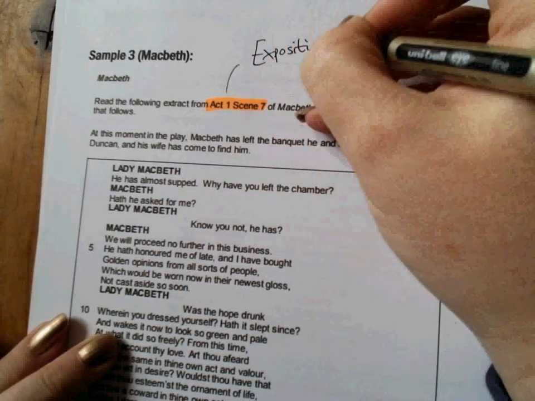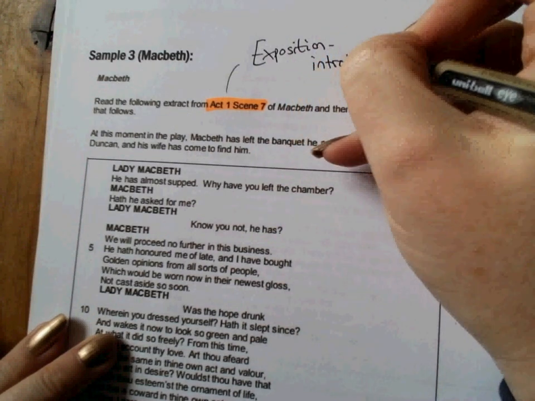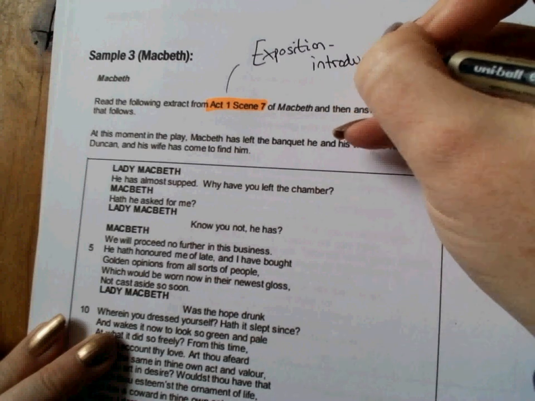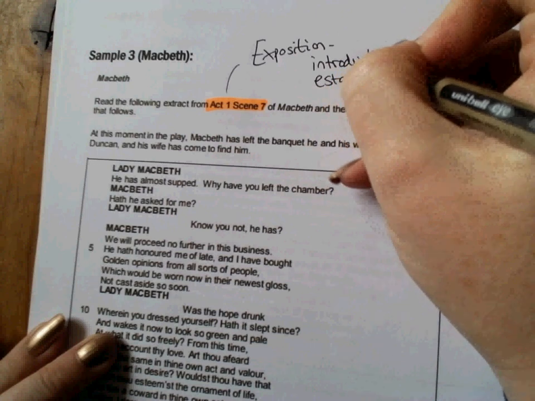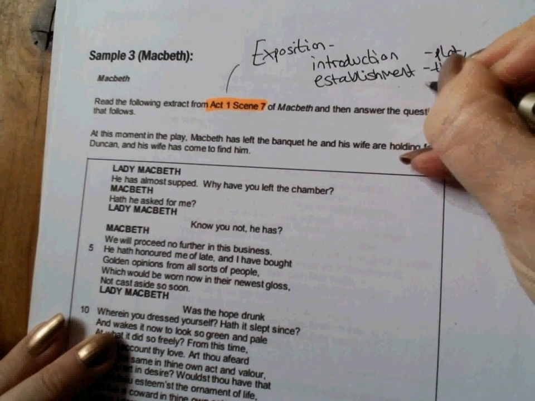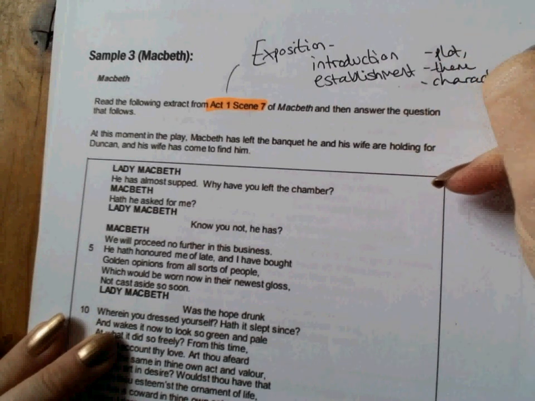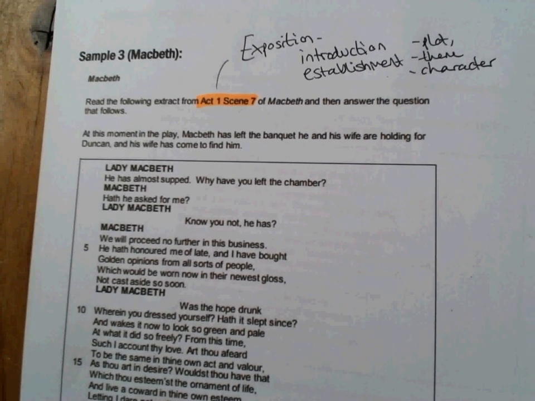But what we're really looking for is that anytime you get the start of a play or a novel, this is the introduction to something, and it's the establishment of something. So this could be plot, it could be theme, it could be character. Now in this case, because the question is on the Macbeth marriage, we think that this is going to be part of an introduction and establishment to what that marriage is like. So think about when you're writing your response how you can mention words like introduction, establishment, particularly when you're thinking about Shakespeare's purpose.